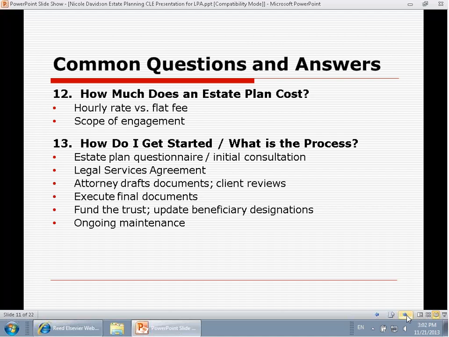Okay, I do want to really stress, though, the importance of funding the trust and making sure that the beneficiary designations are up to date. There's not an ex-spouse named. There's not a deceased parent named. There's not a friend that's no longer a friend named.